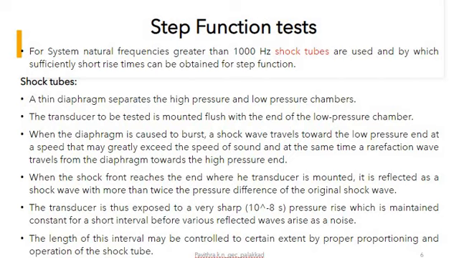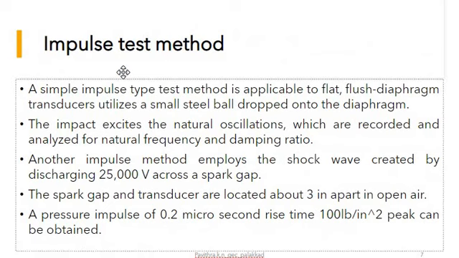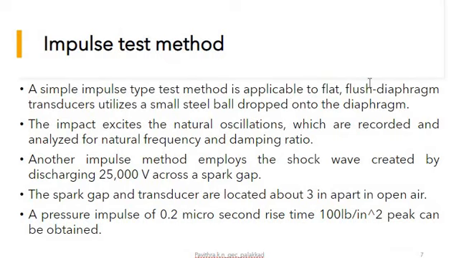So that is all about the step function test. Next one, the impulse test method. A simple impulse test method is applicable to flat flush diaphragm transducers, and it utilizes a small steel ball dropped onto the diaphragm. The impact of the ball onto the diaphragm will excite natural oscillations, and these oscillations are then recorded and analyzed for natural frequency and damping ratio.